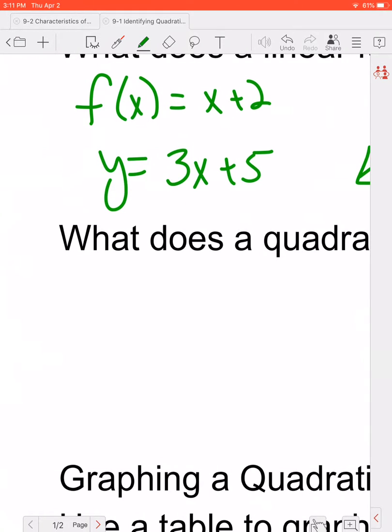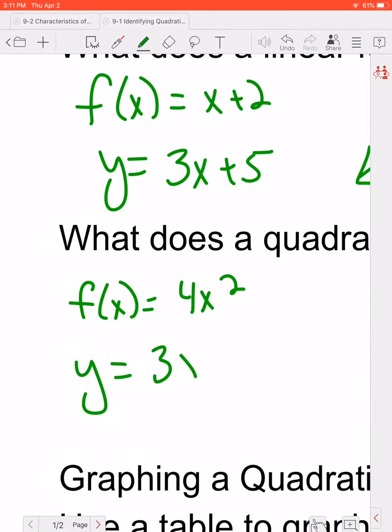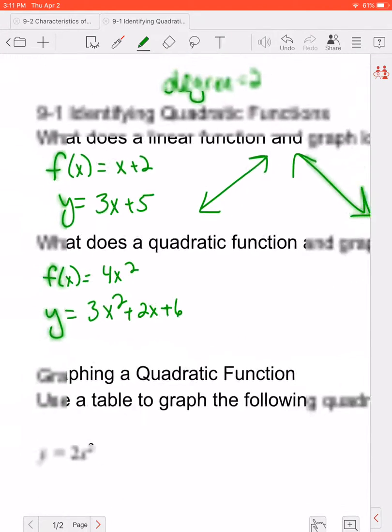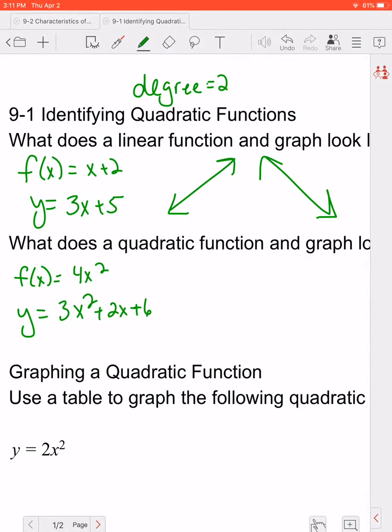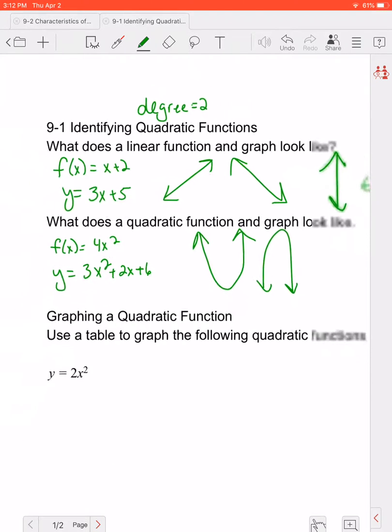So a quadratic function would be something like f of x is equal to 4x squared, or y is equal to 3x squared plus 2x plus 6. Okay, the highest exponent is 2. It's written in standard form, nothing crazy, okay? Now what's nice about this is the function looks a little different on a graph. It's not a straight line, it's what we call a parabola or a U-shape. Now this U-shape can go upwards or downwards. It's not going to go side to side at all. That's a different kind of function, okay?